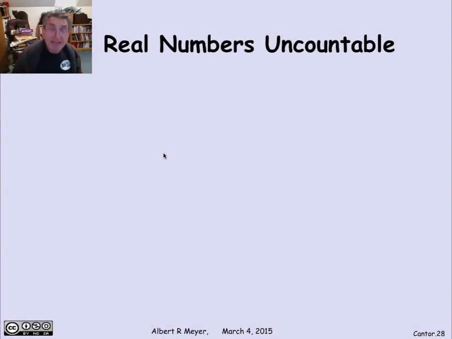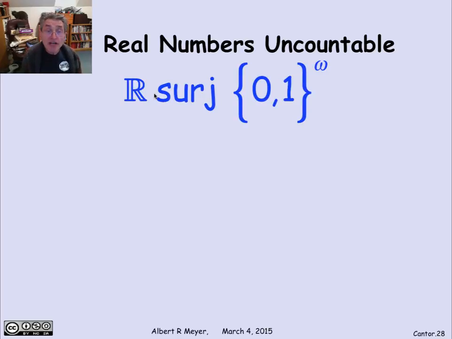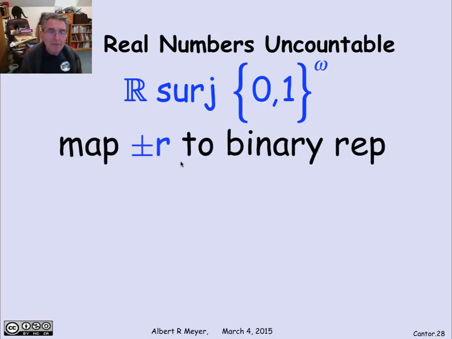Another example of an uncountable set is the real numbers, and they're a cute example. Remember, we saw that the rational numbers were countable. The real numbers are uncountable. Well, how do I prove that? I'm just going to show you a surjection from the real numbers onto the infinite binary sequences. How am I going to do that? Well, it's a kind of stupid trick, but it works. I'm using both positive and negative reals.